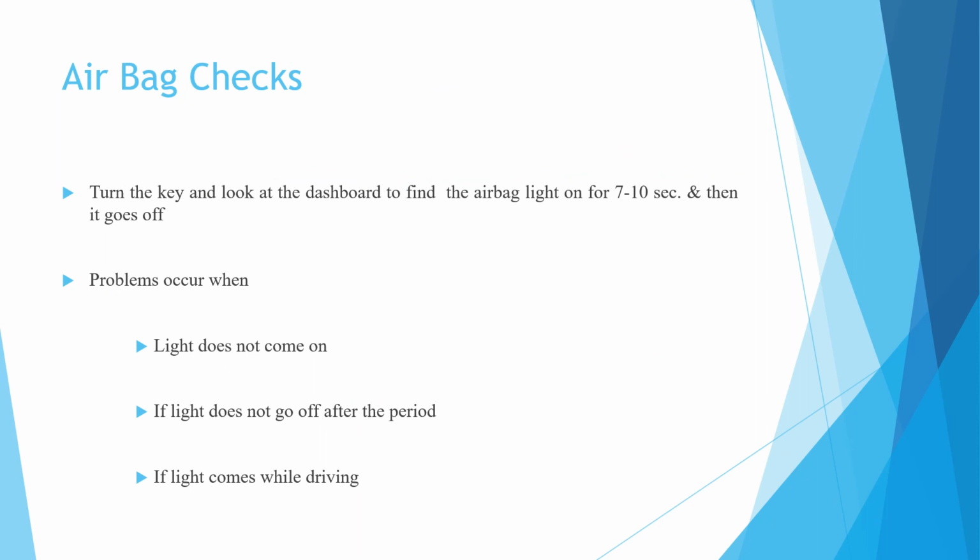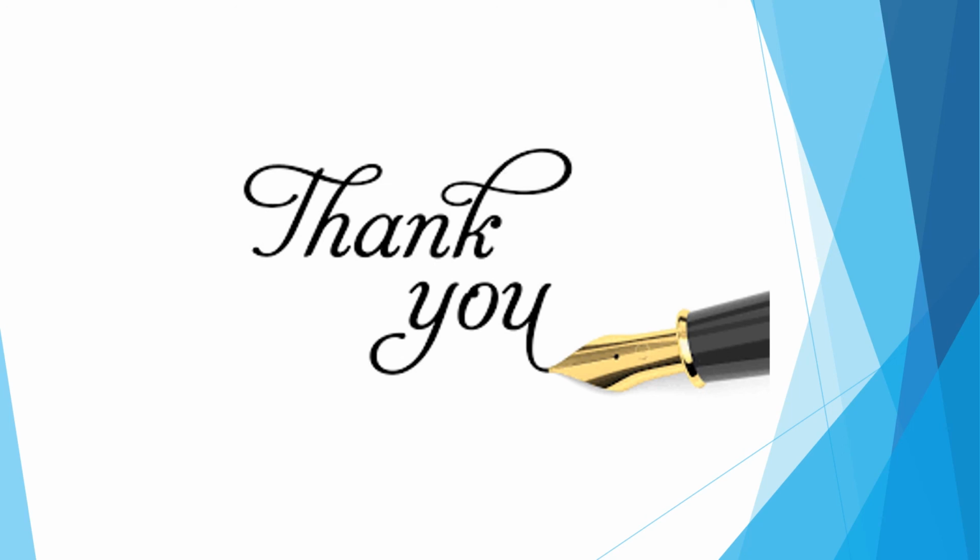So now, how is the airbag checked? Turn the key and look at the dashboard to find the airbag light on for 7 to 10 seconds, and then it goes off. The problem occurs when the light does not come on, if the light does not go off after that period, or if the light comes on while driving. So students, this is the airbag system.